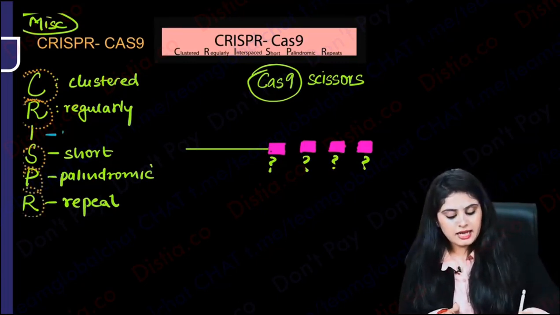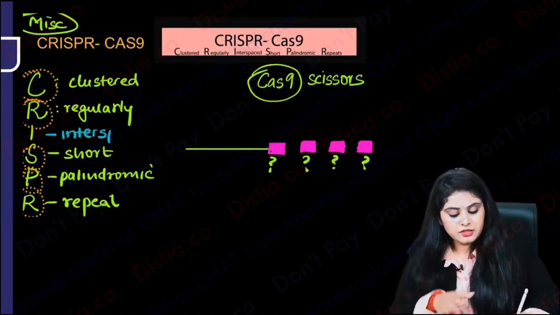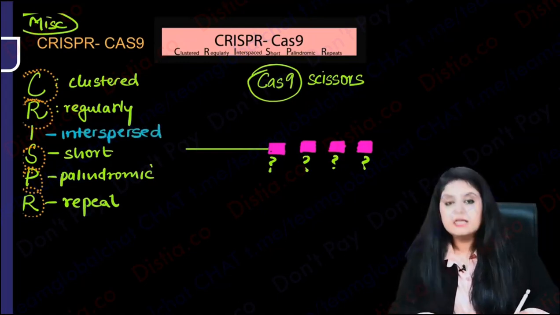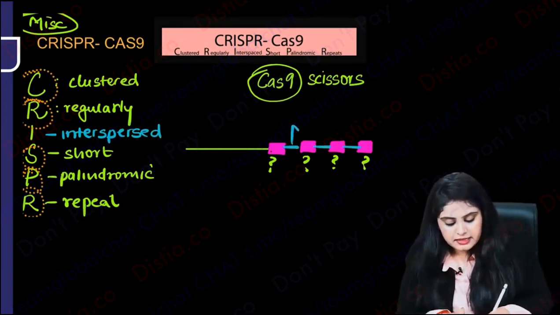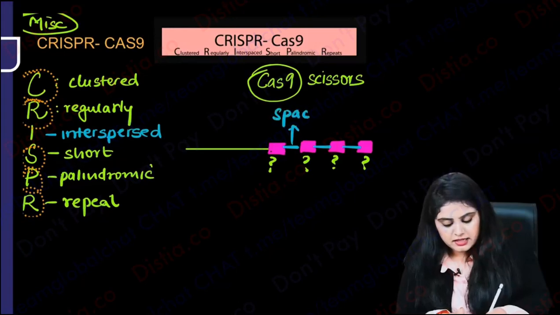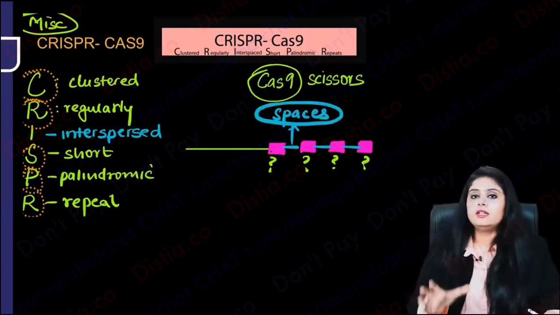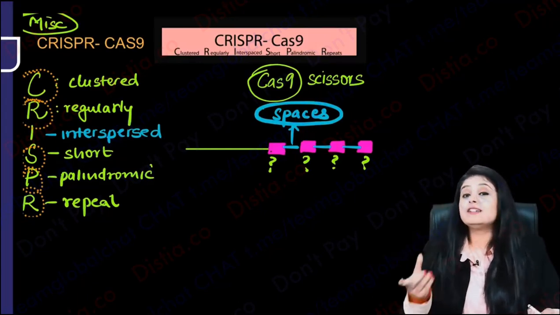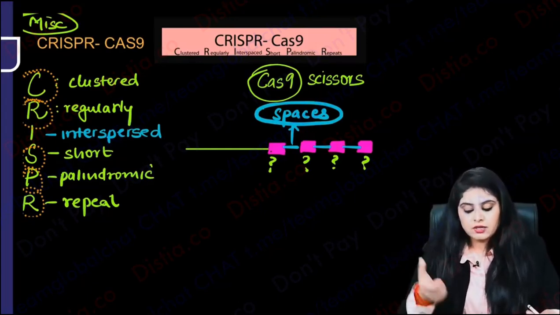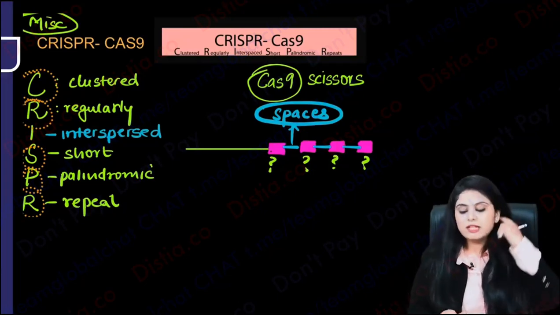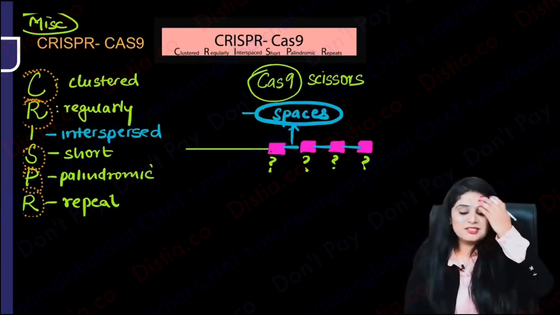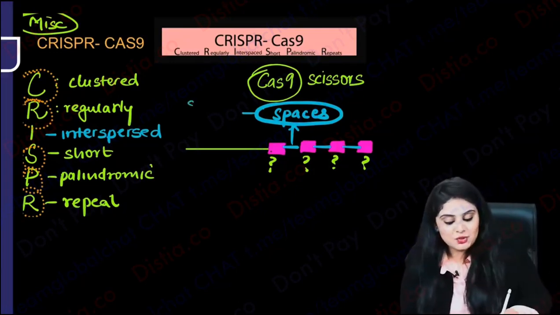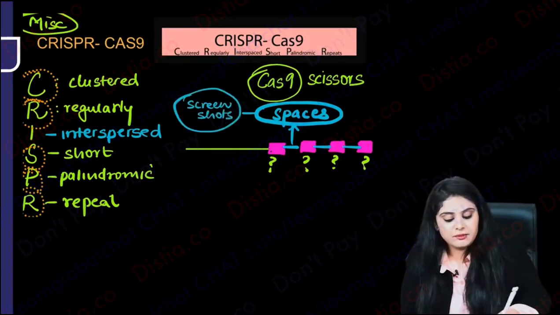And what is I? I stands for interspersed. What are these? There are some spacers that are present. Clustered regularly, interspersed, or interspaced also they call it, short palindromic repeats. So now you will ask me, ma'am, what are these spaces? Don't write it down because it is not in the textbooks, I have made that short form. These are screenshots.